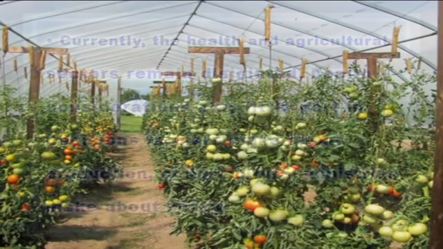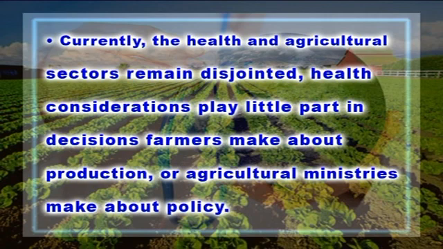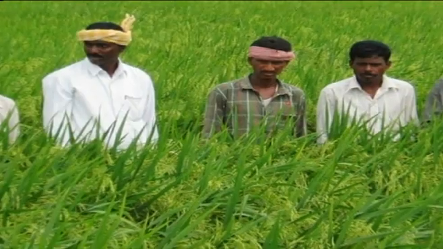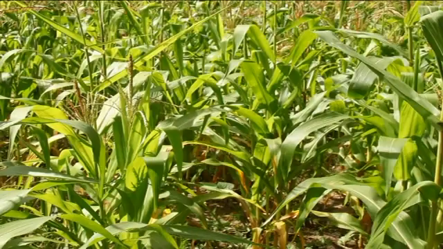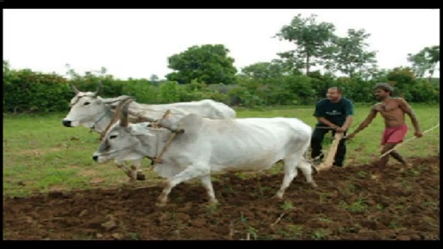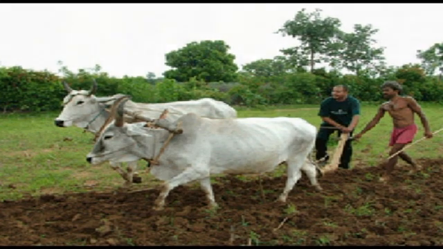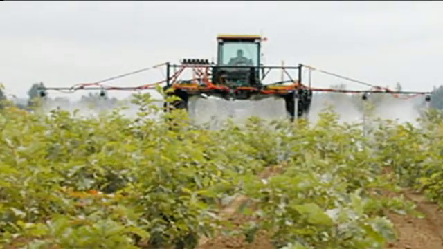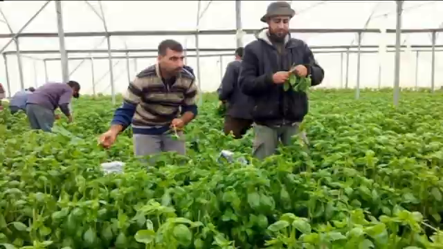Currently, the health and agricultural sectors remain disjointed. Health considerations play little part in decisions farmers make about production or agricultural ministers make about policy. Likewise, the health sector often fails to reach out to the agricultural sector. The division undermines efforts to improve the livelihood of agricultural producers and gives short shrift to agriculture's role in solving many of the world's most serious health problems. The goal is clear: healthier people and healthier agriculture.